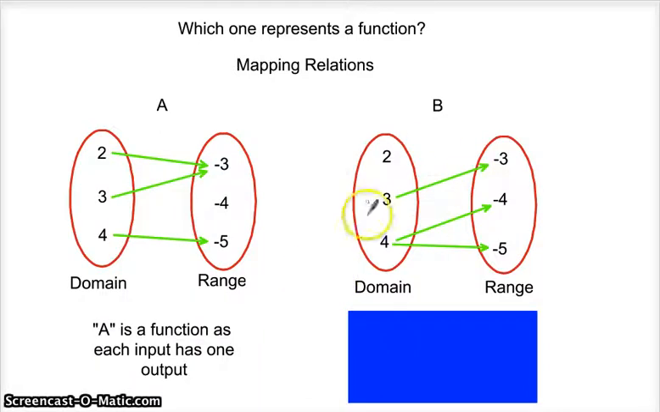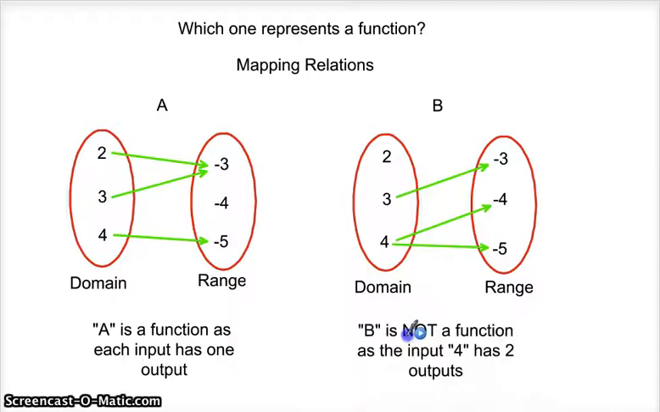What's wrong with relation B? Well, B is not a function because item number 4 in the domain heads to two different places in the range. One item in the domain should not have two outputs. Every input has exactly one output. That's the definition of a function.